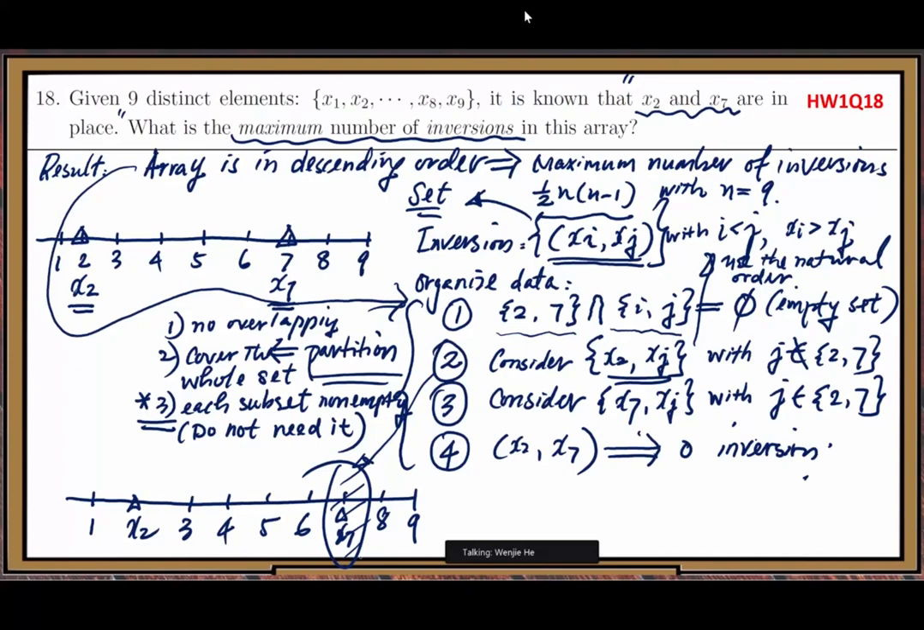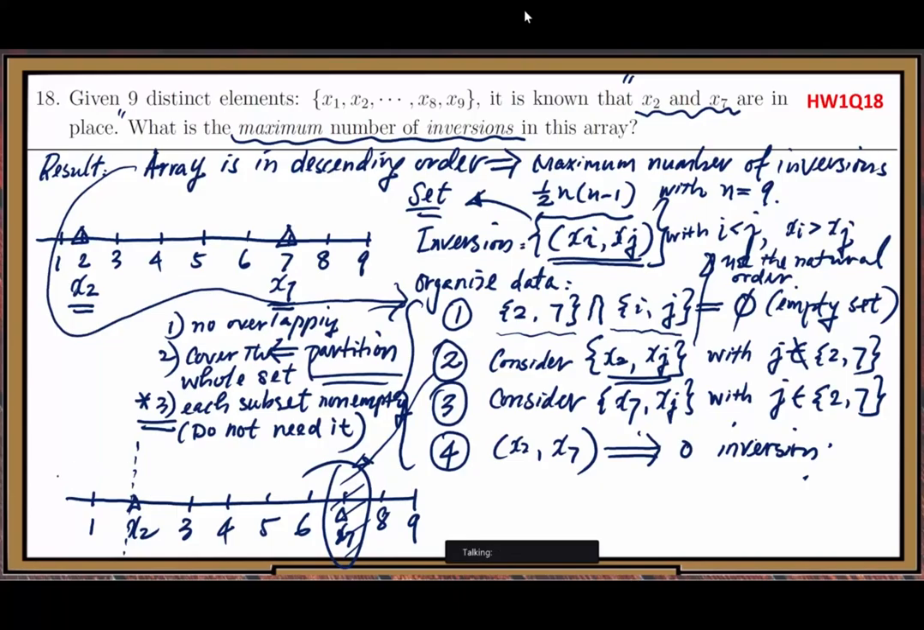All right. Then, when we count the number of inversions, let's divide the elements into two parts. For the elements before x2, there is one element before x2. What is the maximum number of inversions when we count the first half?